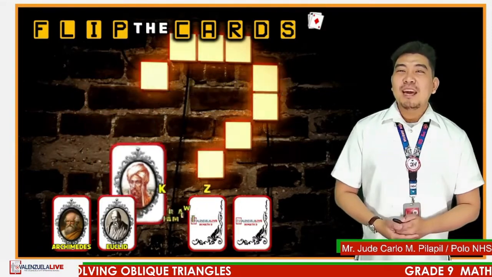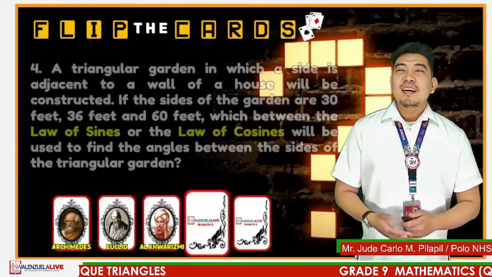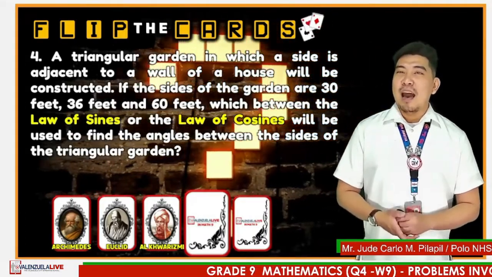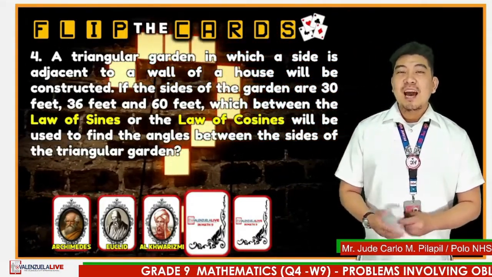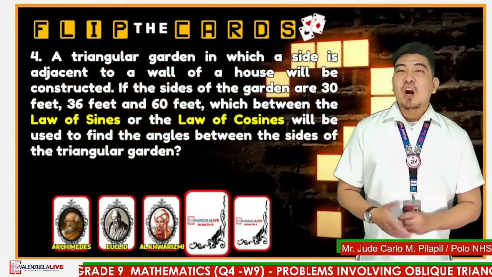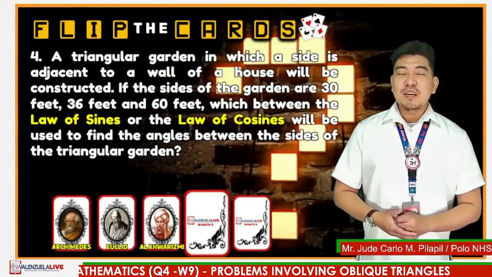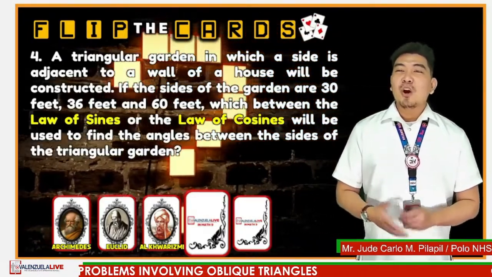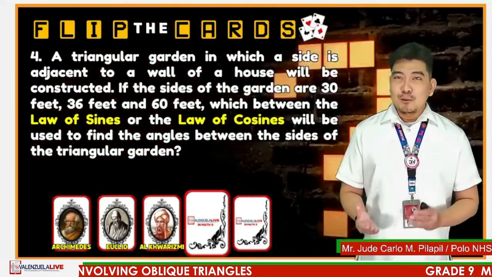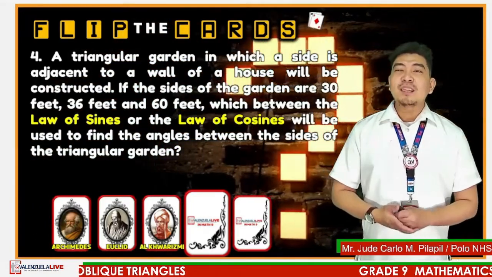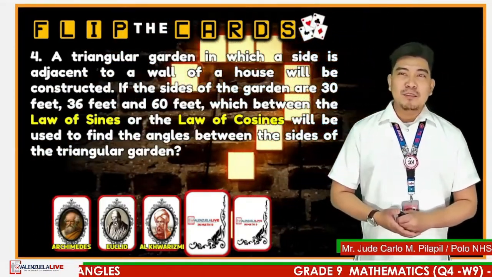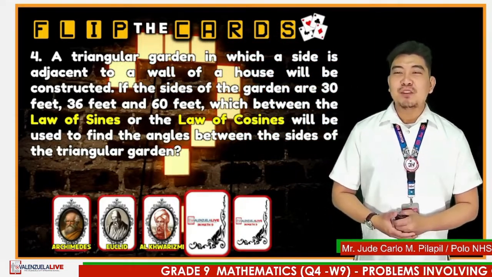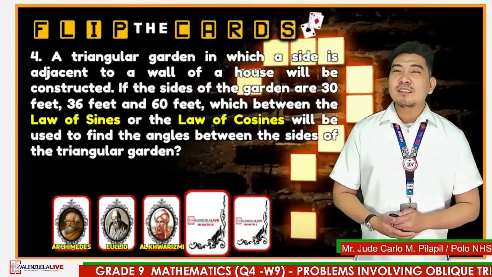Item number 4 is given by a triangular garden in which a side is adjacent to a wall of a house will be constructed. If the sides of the garden are 30 feet, 36 feet, and 60 feet, which between the law of sines or law of cosines will be used to find the angles between the sides of the triangular garden? Analyze and draw the figure in your scratch papers. 10 seconds on the clock, go!